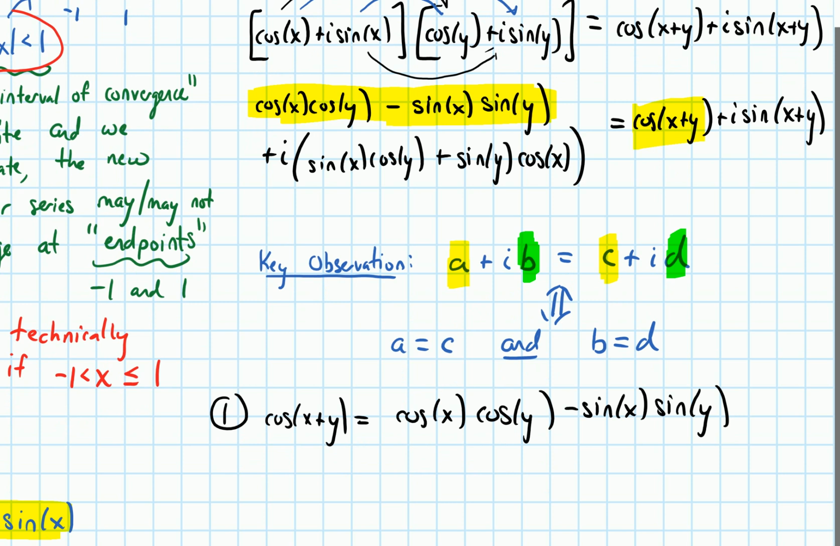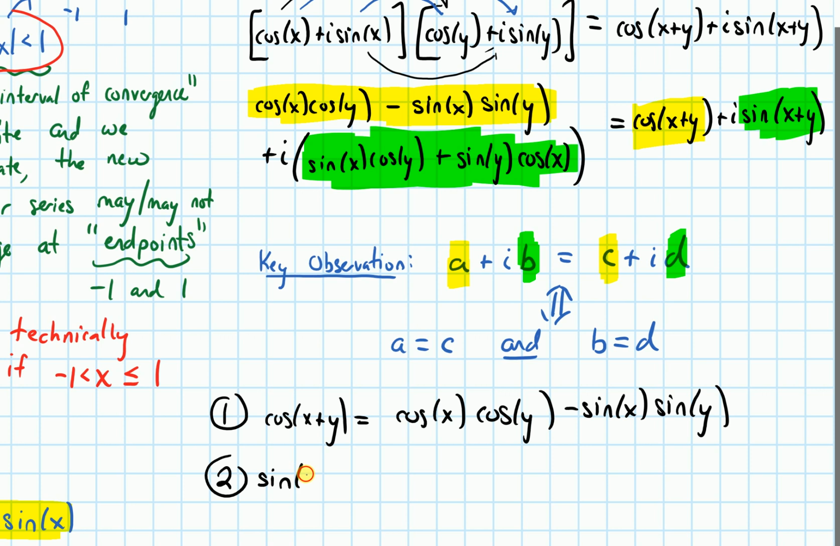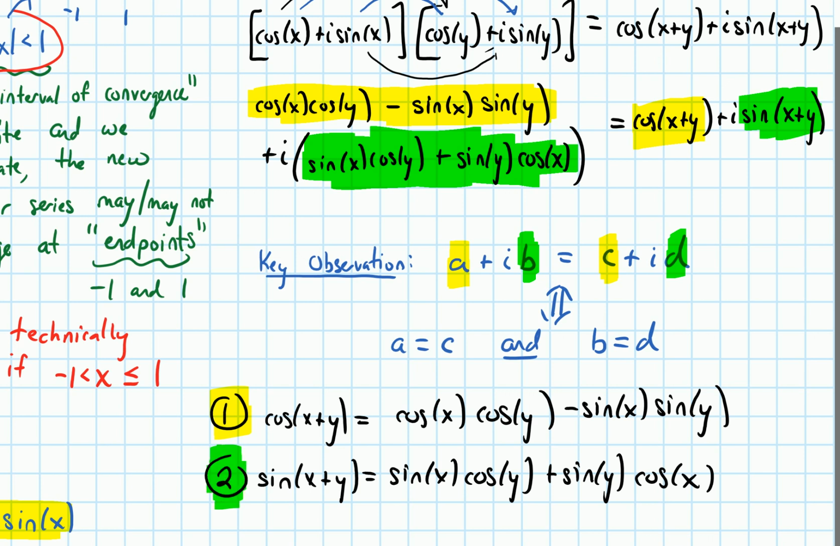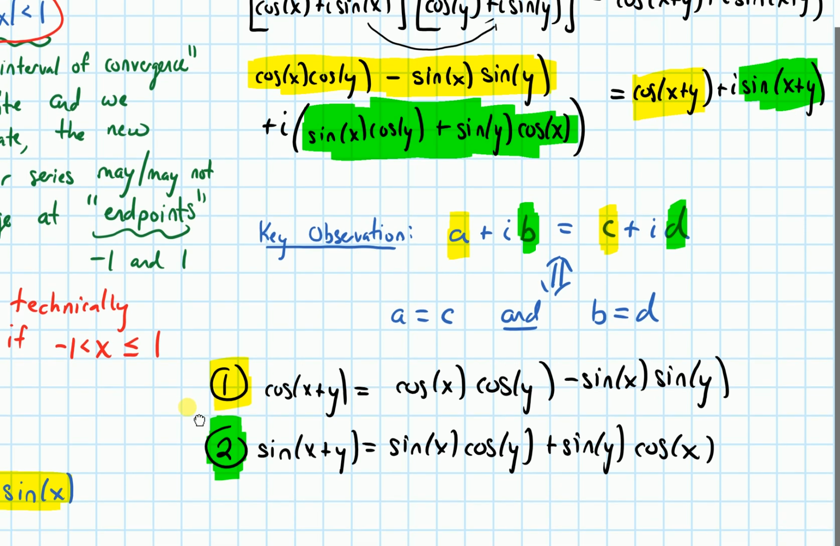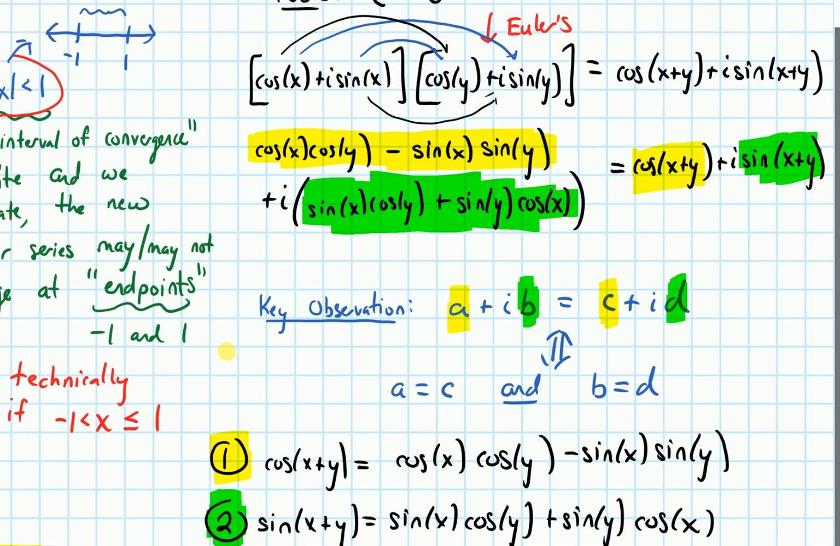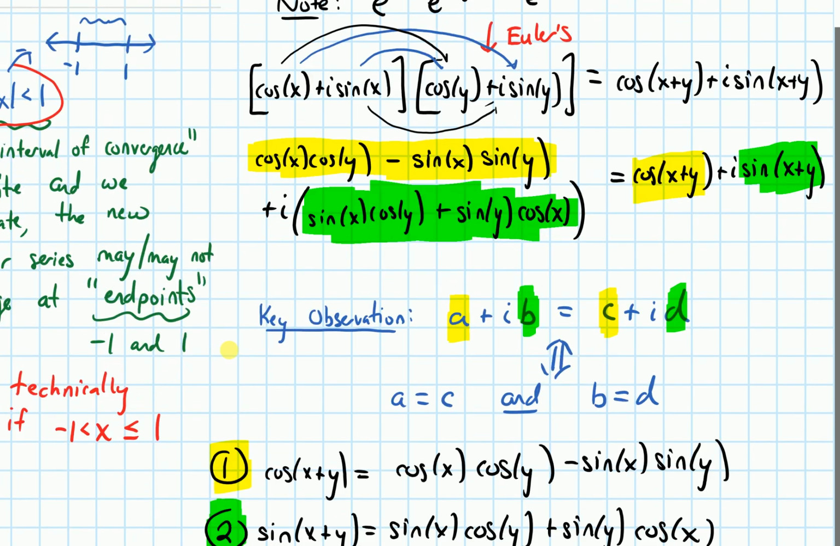Okay, so we can get another trig identity really quickly by equating the imaginary part. So the coefficient of i here, this whole thing, equals the coefficient of i on the right-hand side. So that gives us equation number 2, which is that sine of x plus y equals sine x times cosine y plus sine y times cosine x. So again, equation 1 we got from the real parts. I'll color that in yellow. Equation 2 we got from the imaginary part, so I've been coloring that in green. Okay, so notice how quickly we were able to get these trig identities by using Euler's formula. That's one of the reasons why it's so useful.